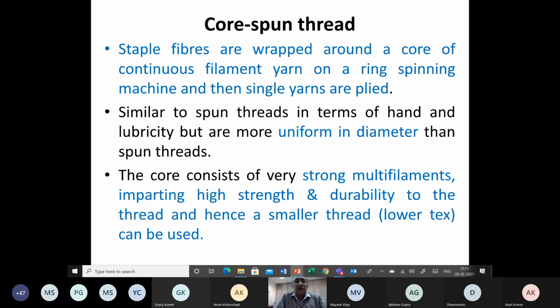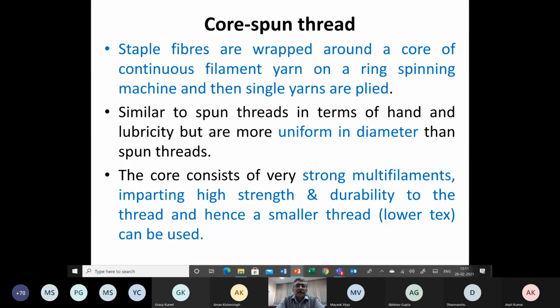And there is another category of thread which is called core spun thread. Core spun thread is like a bipartite structure. It has 2 components. At the center or core of the thread, you find the continuous multi-filament yarn, and on the surface or the sheath of the thread, you find the staple fibers. So first you have to make the core spun single yarn, right? Then taking 2 or more core spun yarns, you ply them in the opposite direction, you get the core spun thread.